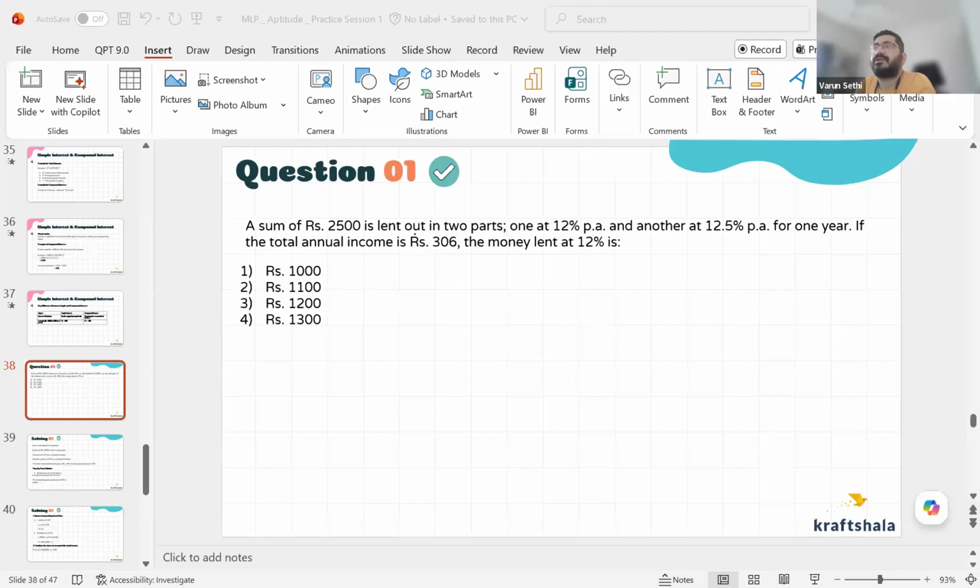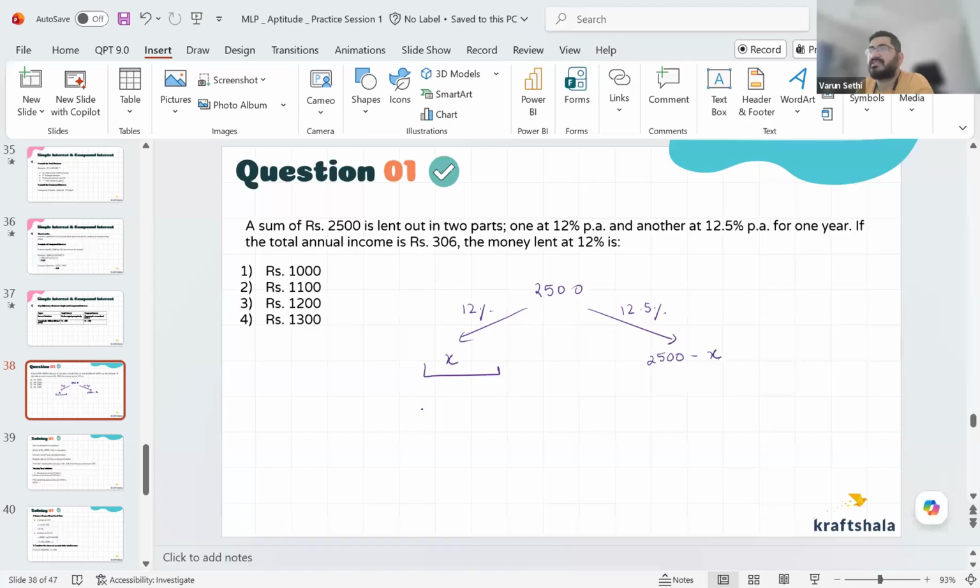Now here a sum of rupees 2500 is lent out in parts. So let's say 2500 is being lent out in parts. One at 12%, another at 12.5% per year. If the total annual income is rupees 306, the money lent at 12% is what? So let's say X was lent out at 12%. How much will be lent out at 12.5% then? 2500 minus X, right? The earning from here is going to be the simple interest in 1 year, which is going to be X into 12%, right? And here it's going to be 2500 minus X into 12.5%. Is this clear, guys?